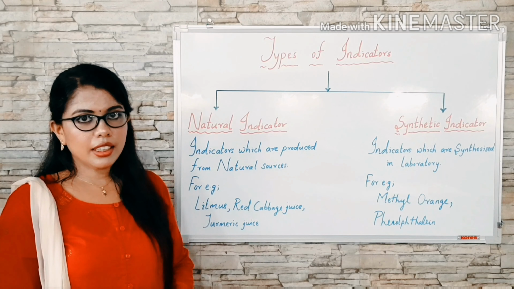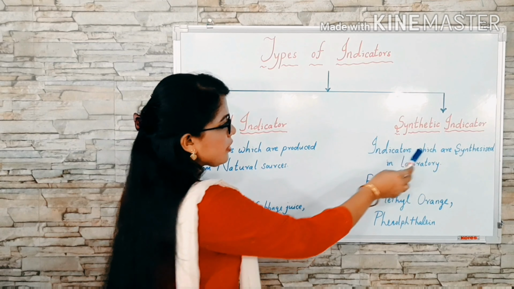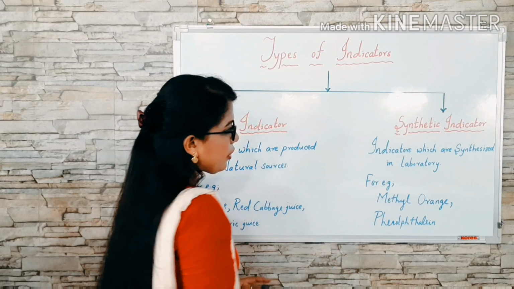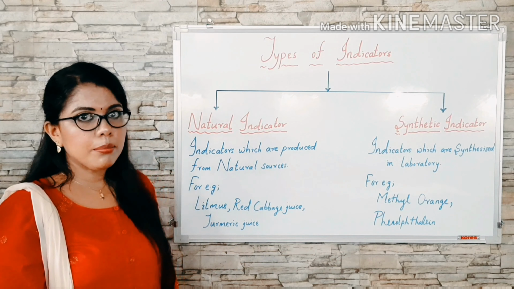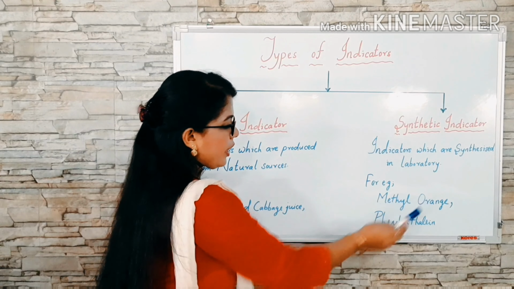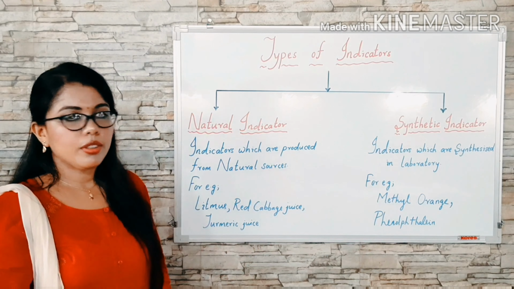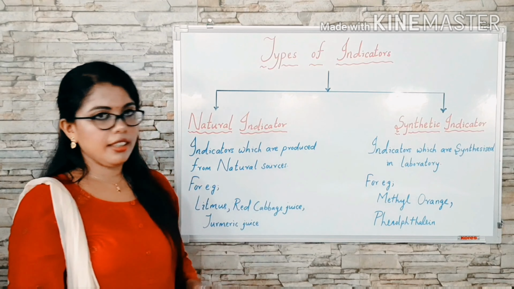Now, what are synthetic indicators? Indicators which are synthesized in laboratory are referred to as synthetic indicators. Some few examples are methyl orange and phenolphthalein. So, these are the two synthetic indicators.